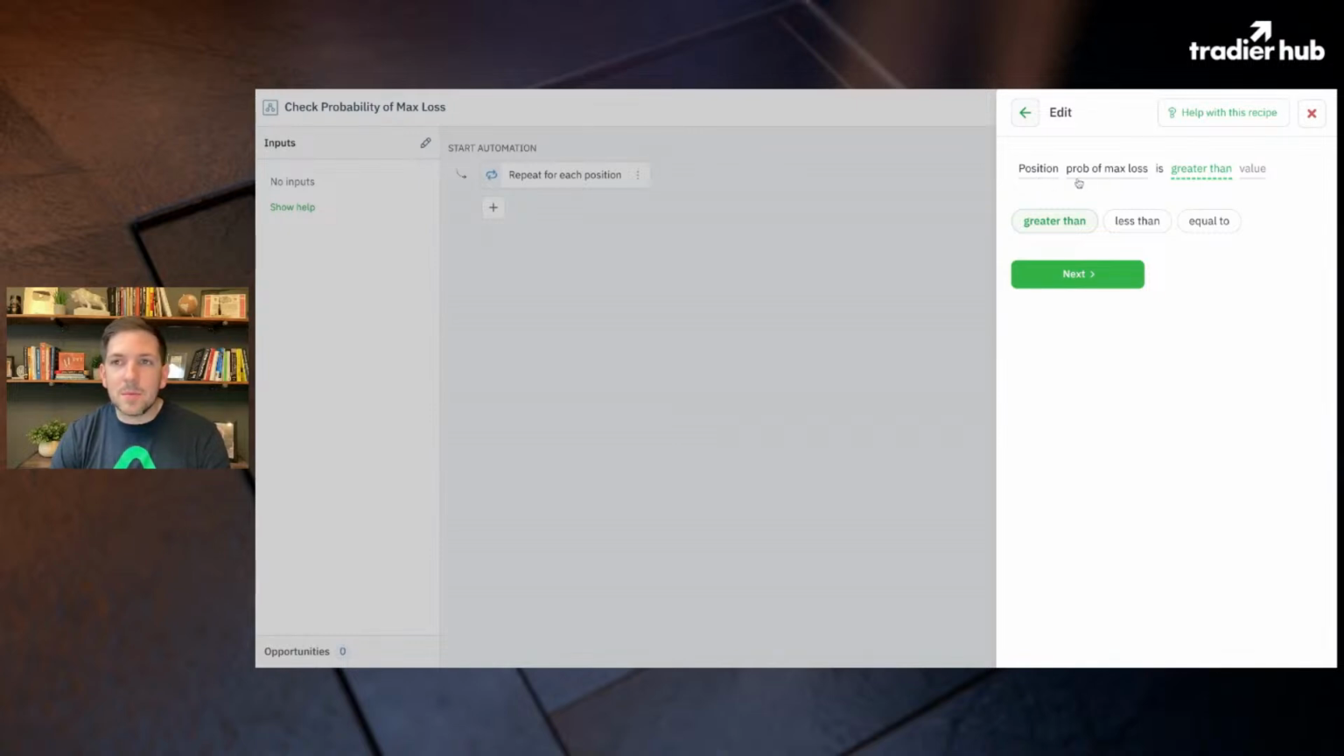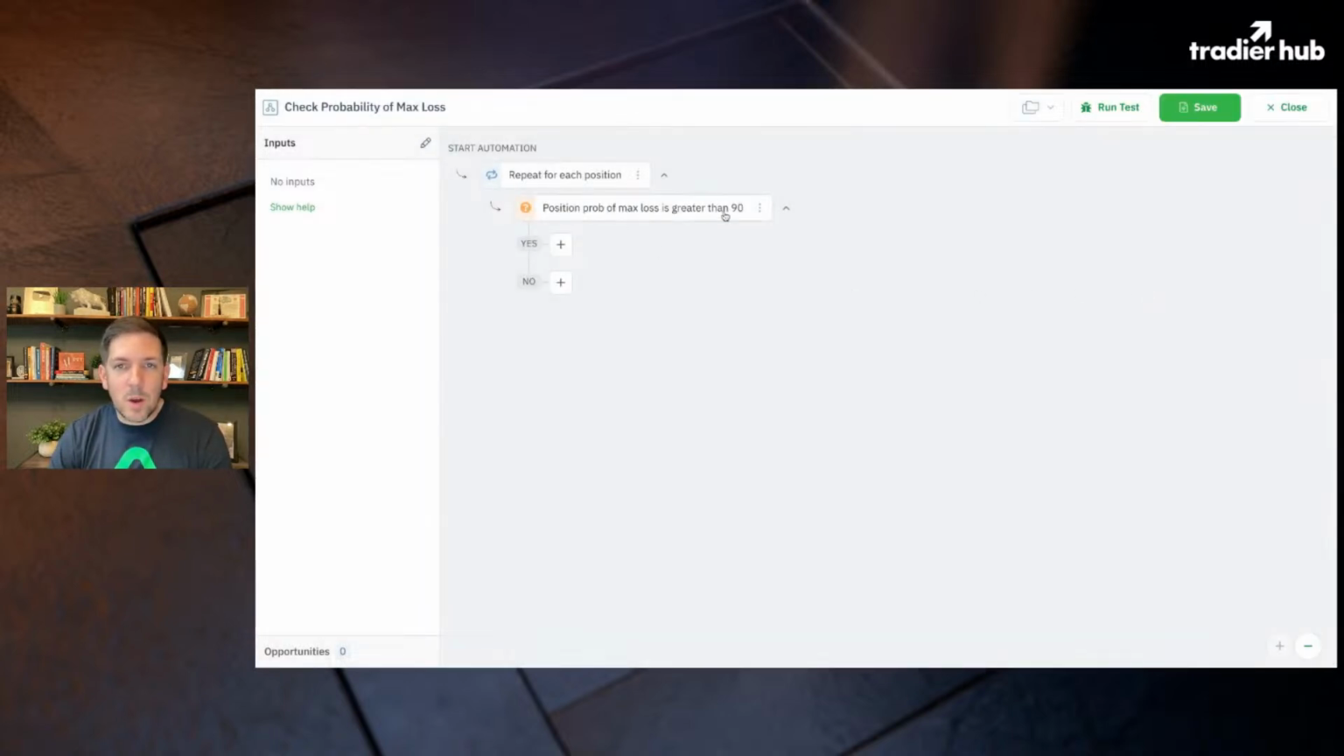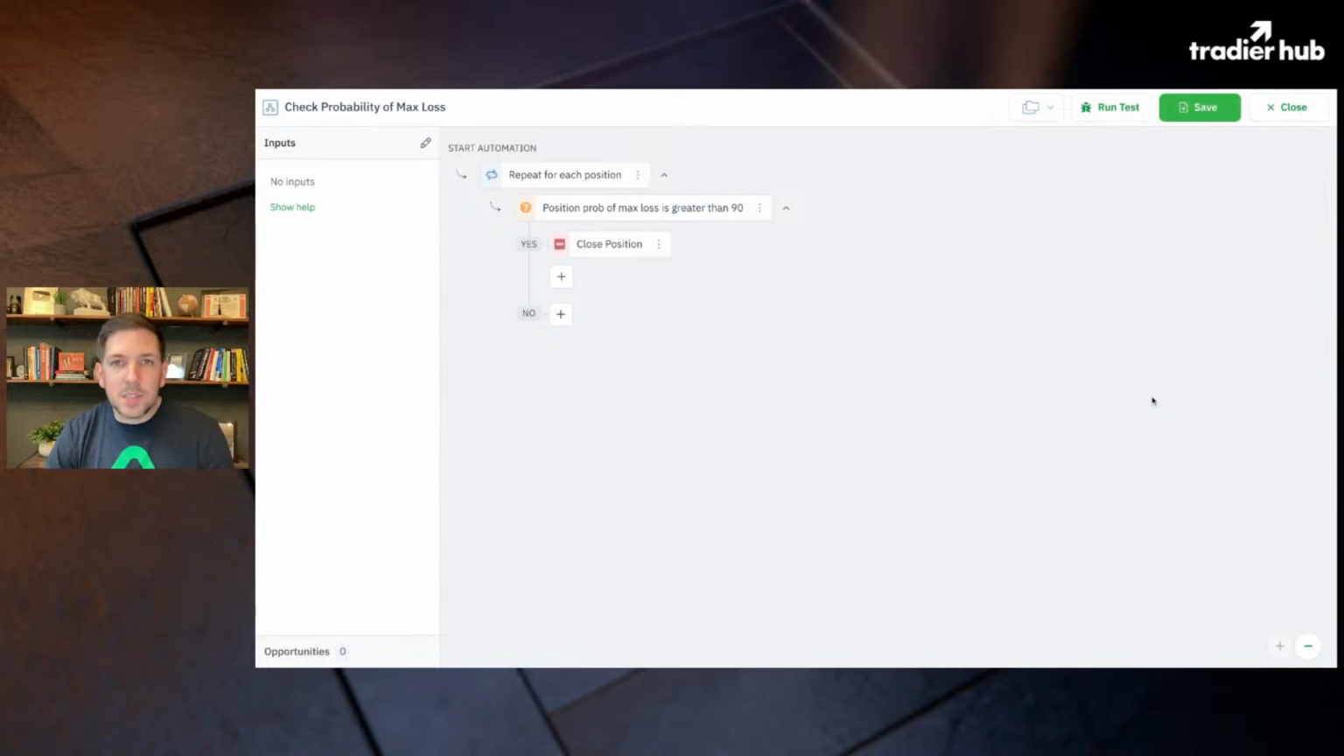So if my bot has a position and I'm now looking at the probability of max loss, I can check to see if the probability of max loss is greater than, say, 90%. And if it is greater than 90%, and the answer to this question is yes, then I can immediately tell the bot that it has my approval to close the position. That simple set of decisions and automations means that any time the probability of max loss gets to 90%, bingo, you can close the position early.